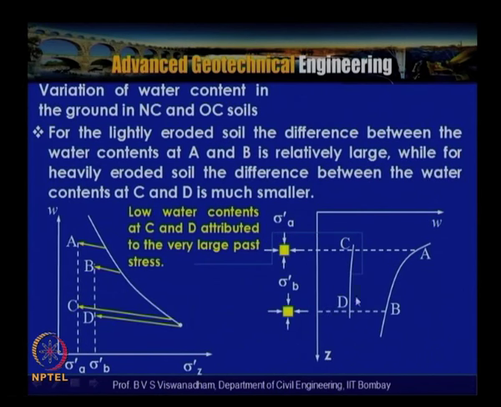You can see this is water content versus depth, and for the elements at sigma dash A and sigma dash B there is a large variation, while the low water contents at C and D are attributed to the very large past stresses. The soil has been subjected to past stresses, so low water contents are recorded, and the variation is negligible or marginal. With depth, of course, there is a decrease in water content, but here there is a large variation and there a marginal variation. The reason is that the soil elements at C and D have been subjected to very large past stresses.